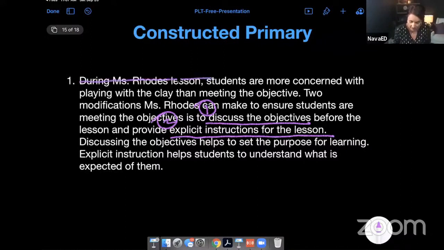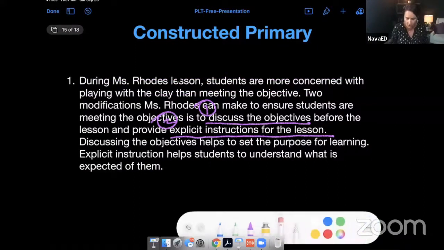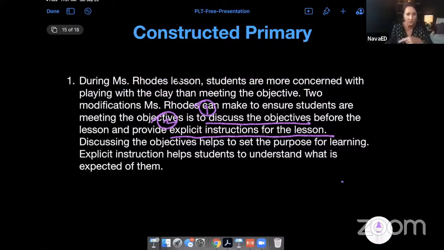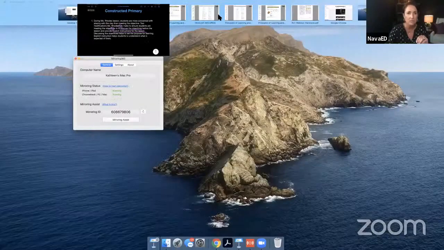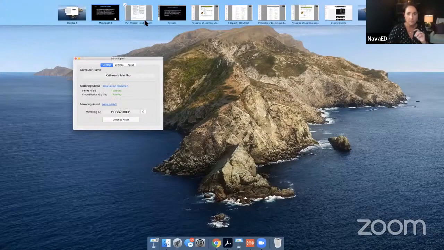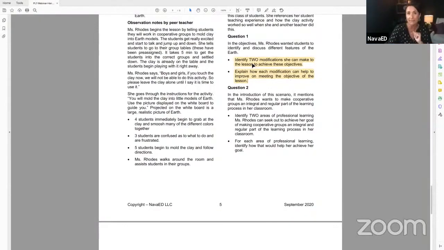You can even say, you can get rid of this here. You could possibly not even do this and just say 2 modifications Ms. Rhodes can make. You do not have to do like an intro. Don't fluff it up. Get right to what you're trying to do. It's a short answer. You're not writing a dissertation here. Okay. I just set it up for you guys here so you knew like what I was talking about, but you could start straight with that 2 modifications. Now that's the first part. Let me bring this over to here. All right, now that's the first part. I identified 2 modifications. Now I want to explain how each modification can help improve.